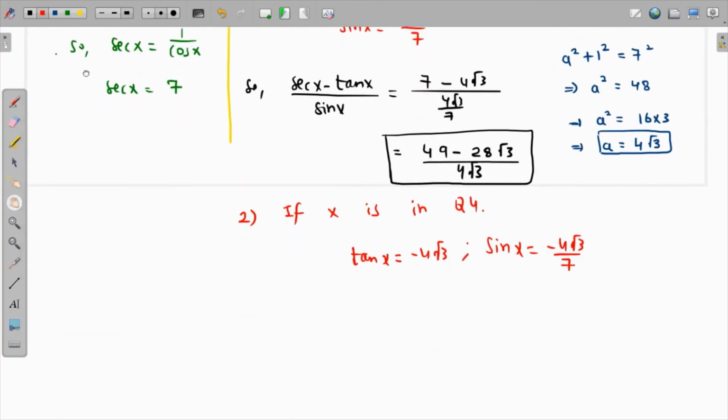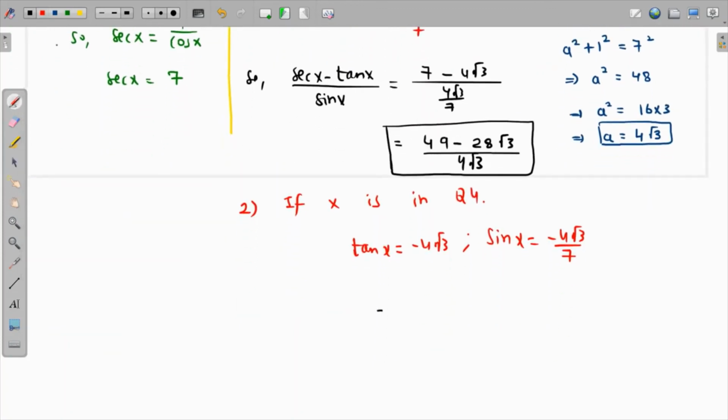So if we plug these in, the value comes out as 7 plus 4 root 3 over minus 4 root 3 over 7. So that's going to be 49 plus 28 root 3 over 4 root 3 along with the minus sign outside.